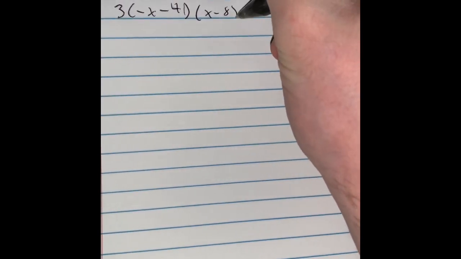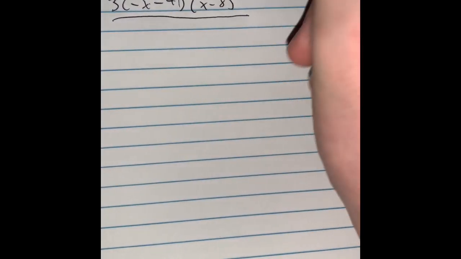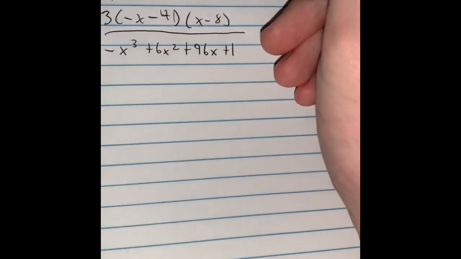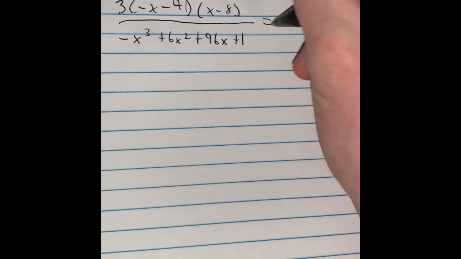Okay, so the first thing that we're going to do to find the critical values is we're going to factor out the numerator and the denominator. So if we factor out the numerator, we will get 3 times negative x minus 4 times x minus 8 over negative x cubed plus 6x squared plus 96x plus 1, and that will still be set to 0.